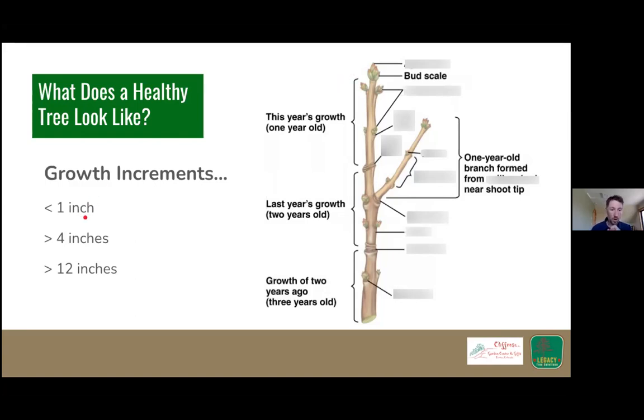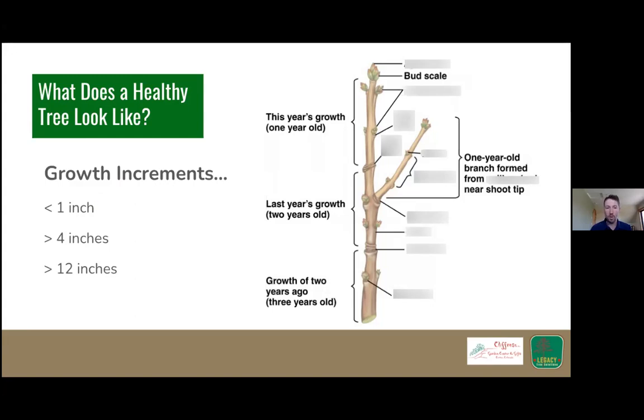If your tree is growing less than 1 inch in a year, your tree's not doing very well. If it's growing more than 4 inches, your tree's doing moderately well. If it's growing more than 12 inches, your tree's really rocking. You don't have to worry about your tree.